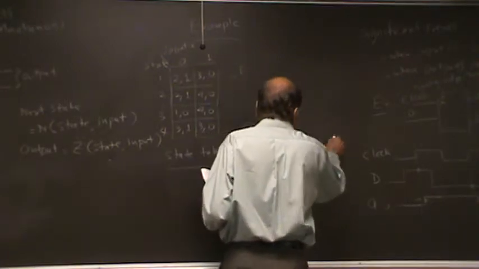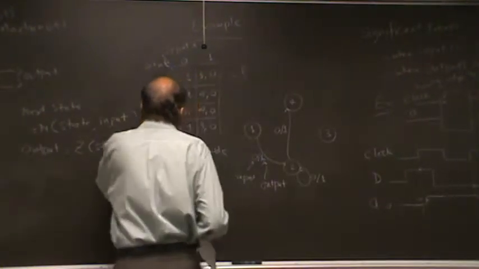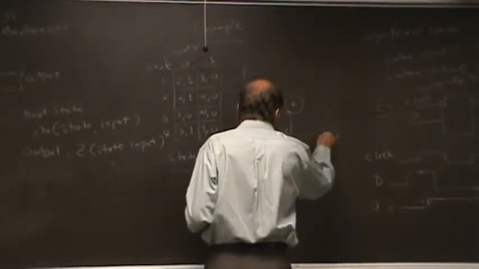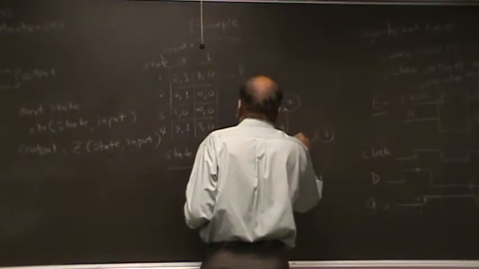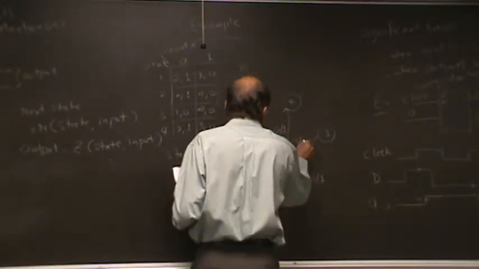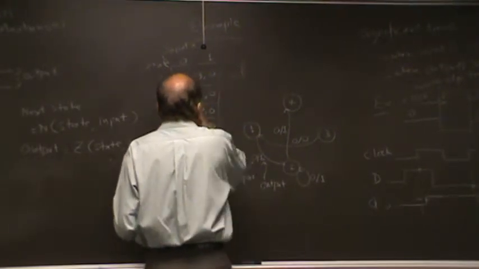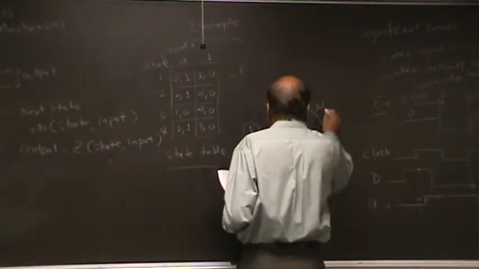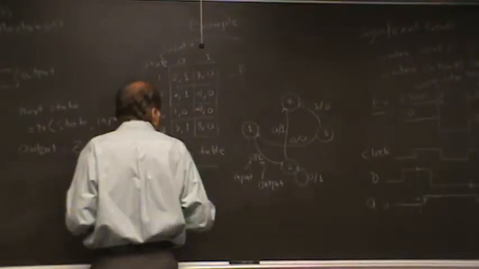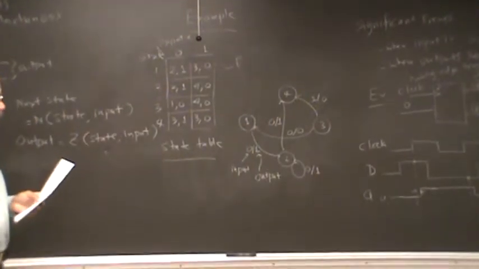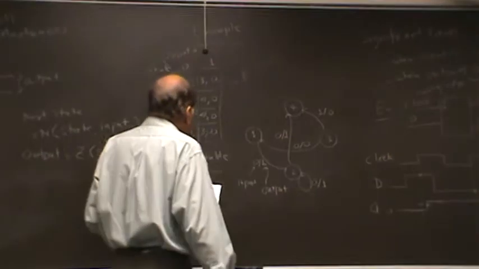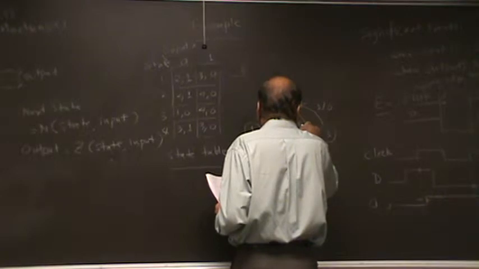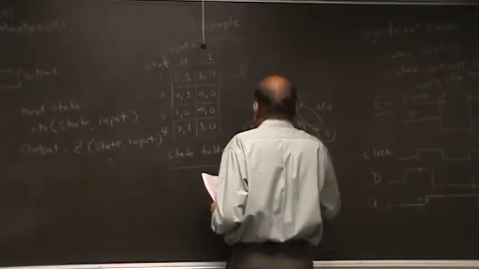Now let's work on state 3. Now for state 3, when input is 0, you go to 1, and the corresponding output is 0. And when input is 1, you go to state 4, and the corresponding output is 0. And finally, to take care of state 4, you go to state 3 when input is 0, okay? And the corresponding output is 1.